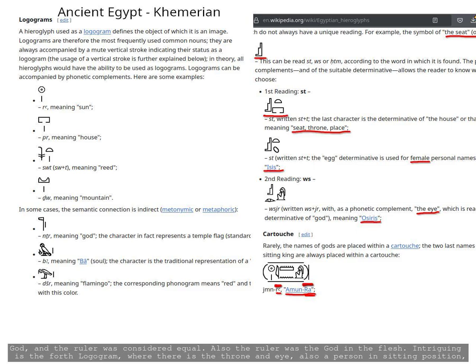Intriguing is the fourth logogram, where there is the throne and eye, also a person in sitting position. This is a representation of the ruler or the god Osiris, but if you misplace the eye to be first above the throne, the meaning will change. That logogram will be Isis, which is Jesus in English. The last one on the left is the cartouche. In such was written the names of the gods and rulers. It is exceptionally important. That is why it looks so complex.